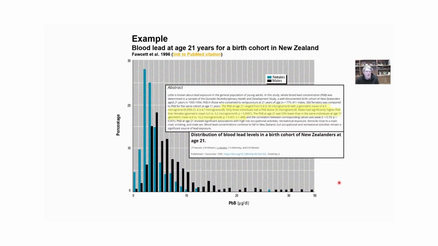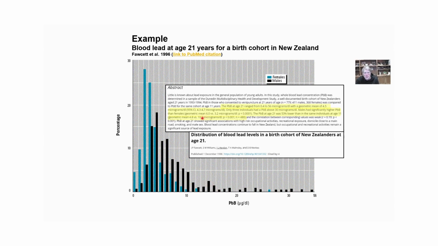Here's just another example of the use of the log-normal in practice. Here's a figure and abstract reproduced from this paper, which is reporting on the distribution of blood lead levels in a birth cohort of New Zealanders at age 21. There's a histogram of blood lead measures at age 21 for females, shown in blue, and for males, shown in black, and you can see the right-skewed nature of the data.